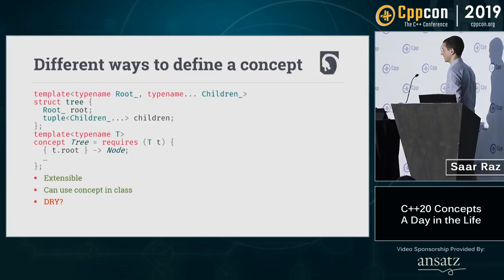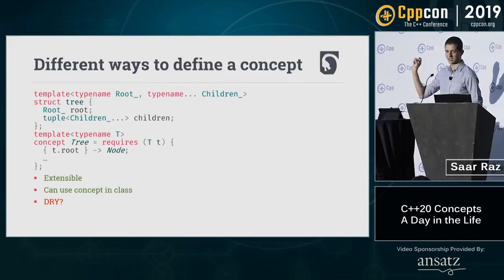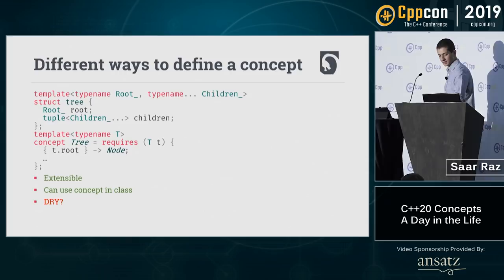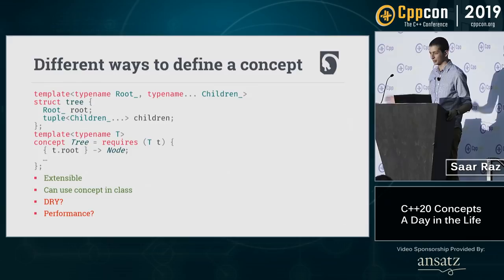Possible caveat to this is the don't repeat yourself principle, because you're actually defining the interface of tree twice. You're defining it once in the concept and once in the template. I'm not sure this is quite a caveat. Another thing, I'm not so sure about the performance of this. How long does it take the compiler to actually check for these?